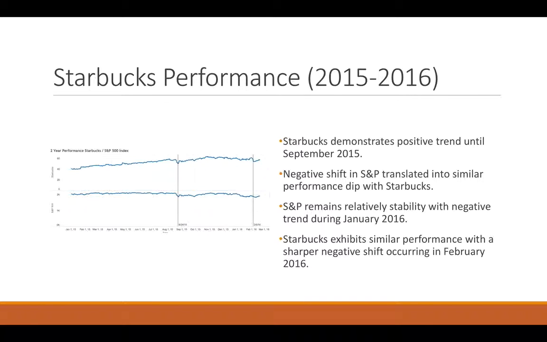Over the subsequent months afterwards, the S&P maintains a slight positive trend, and also has a falling out during the January month of 2016, whereas the Starbucks stock initially has a positive trend and stabilizes, but then in the first part of February you see a negative shift. But as you can see, it's also beginning to trend back up.